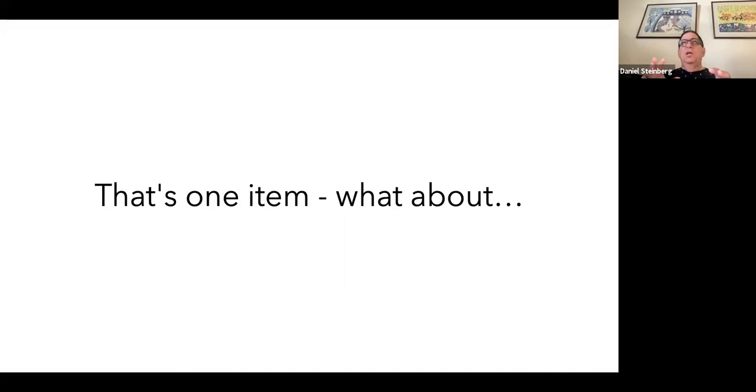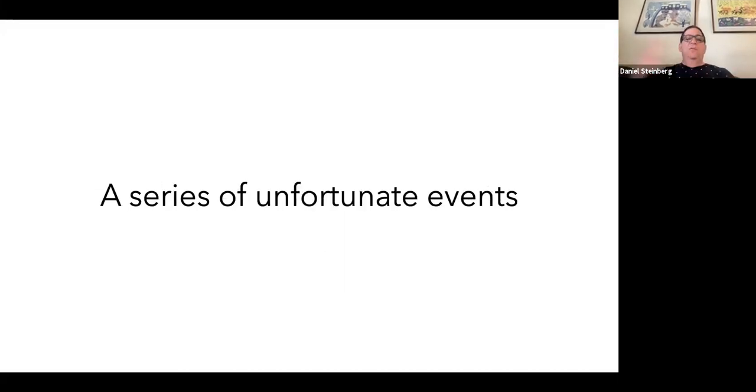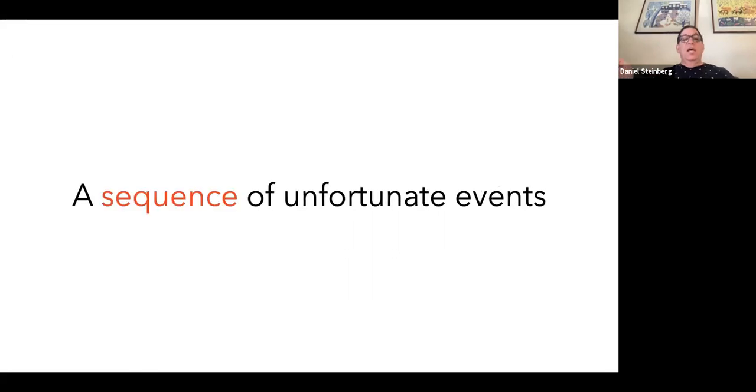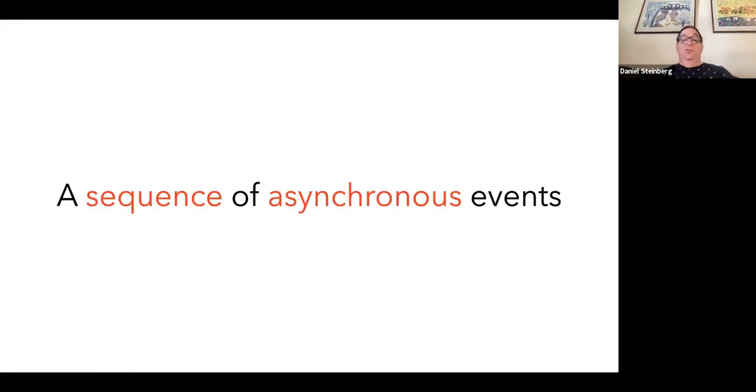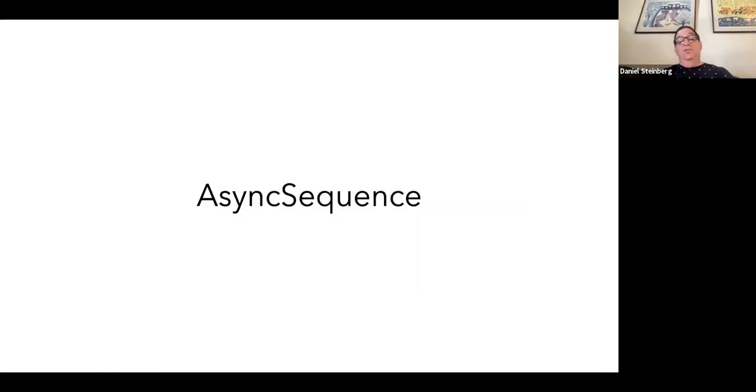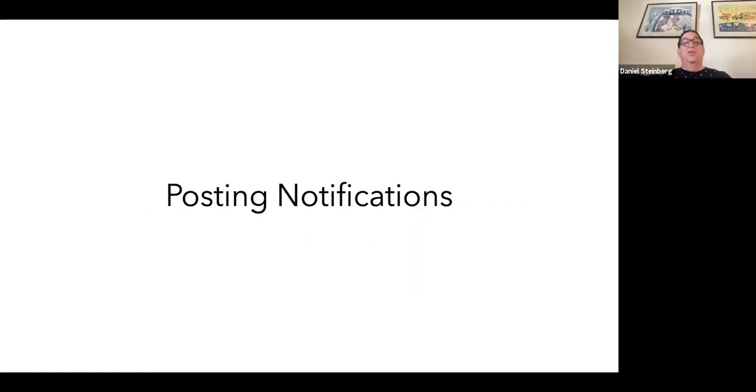What happens if we have a whole series of them? What happens if we have this series of unfortunate events, which is actually a sequence of asynchronous events? Asynchronous sequence, that's async sequence. And that's also new, and it's part of this whole thing that's been released to us. Let's see how that works, and I'll do that by looking at an example that is posting notifications.